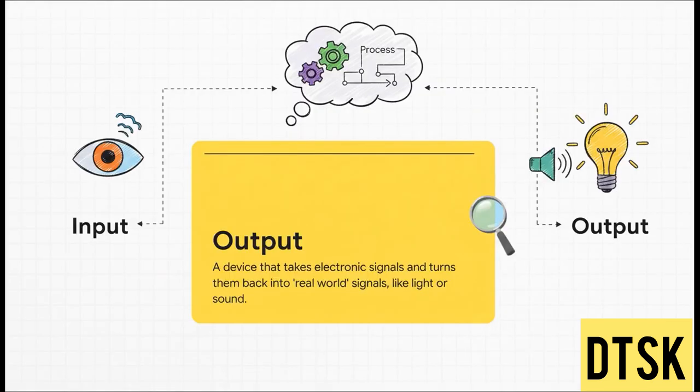So an output device is basically the polar opposite of a sensor. Remember how the sensor turned light or heat into electricity? Well, the output takes that electricity, the stuff the transistor just gave the green light to, and turns it back into something real, like light or sound. It closes the loop. Input, process, now output.